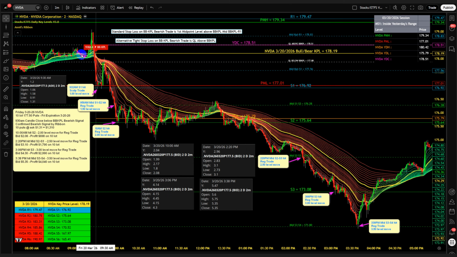Okay, so now we're on the NVIDIA chart. We do have a 9:30 a.m. BBKPL bearish alert. It is within the acceptable range, which is why we're seeing the label here for a bearish trade off of the bull bear KPL.